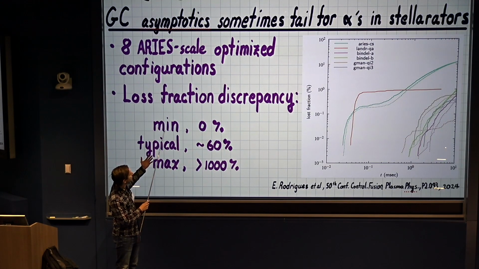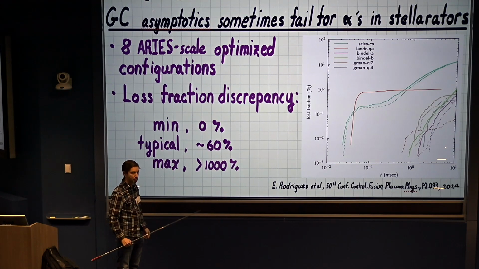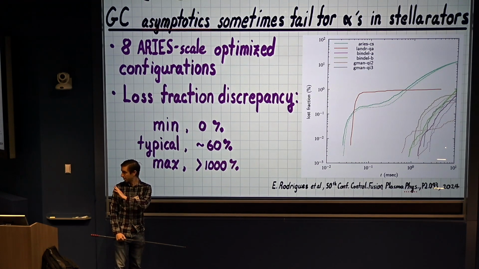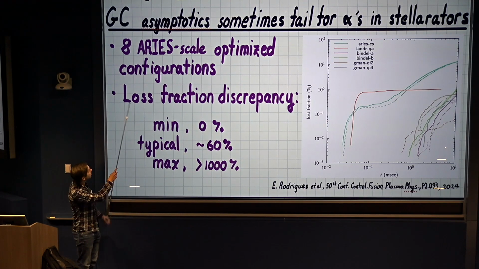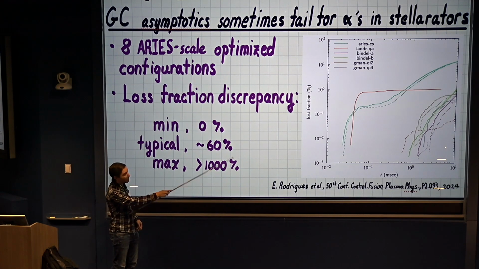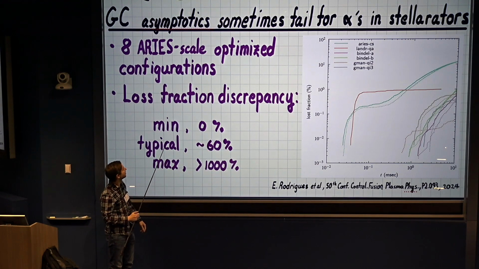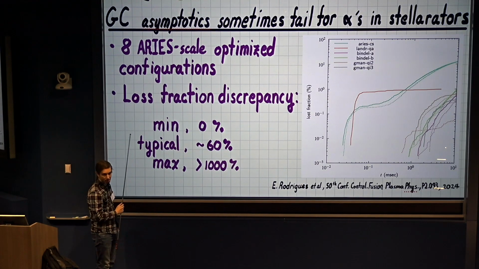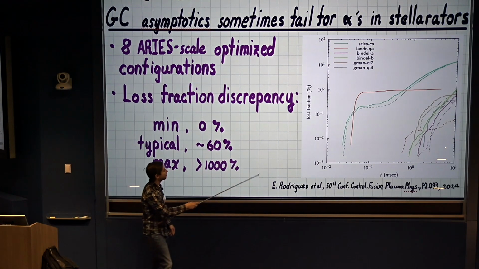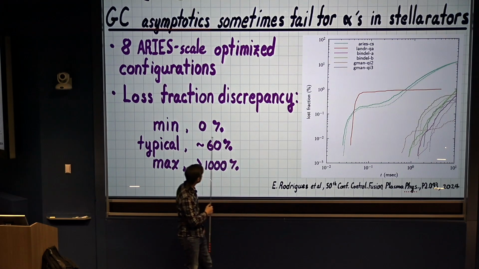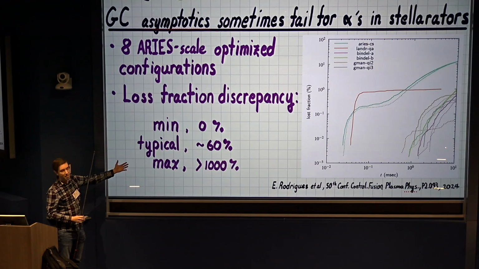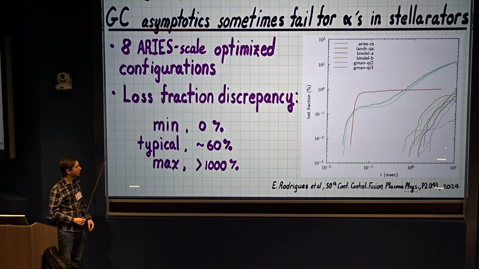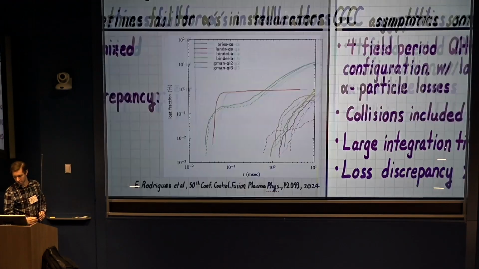Okay, so then here's this calculation from Rodriguez, not our Eduardo, who's here. Again, amongst the reactor scale configurations he considered, Aries was included, but there are also a number of others. And again, the punchline here is that there are significant discrepancies between the full orbit and the guiding center predictions. And here's just one more.